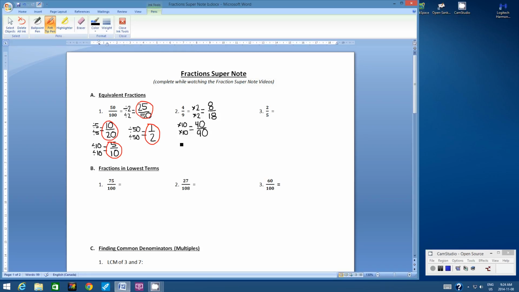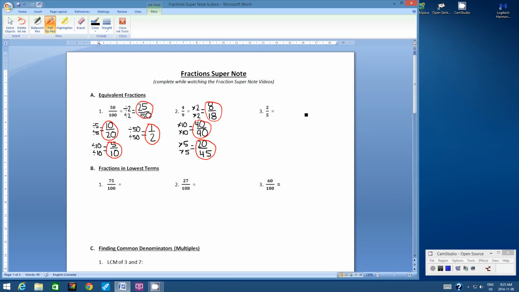All right, let's look at one more example. So what if we multiply the top and the bottom, the numerator and the denominator, by 5? So please work out the equivalent fraction. So 4 times 5 is 20. 9 times 5 is 45. Okay, so by using multiplication, we've quickly come up with 3 examples of equivalent fractions to the fraction 4 over 9. All right, let's look at example 3.